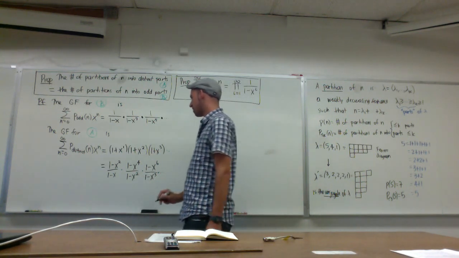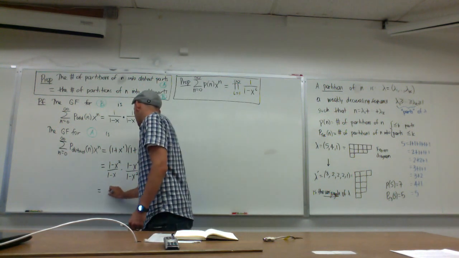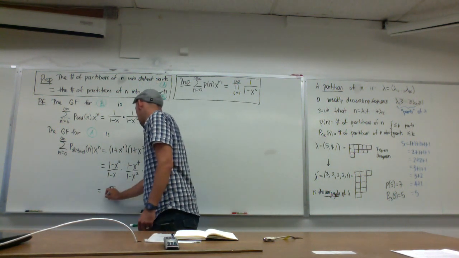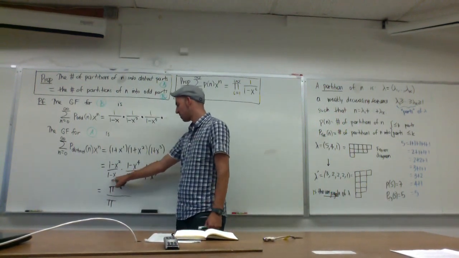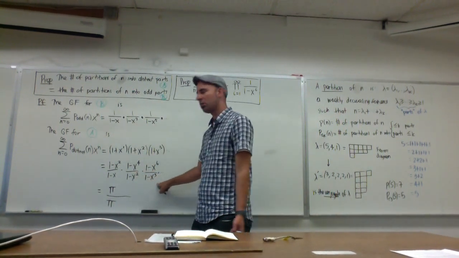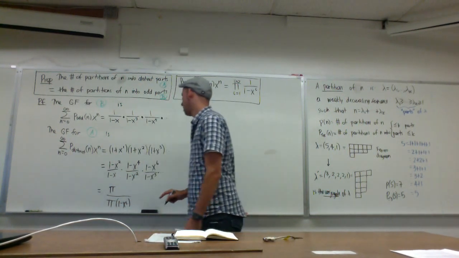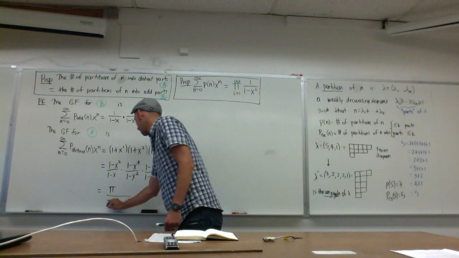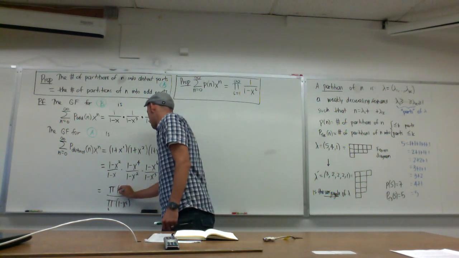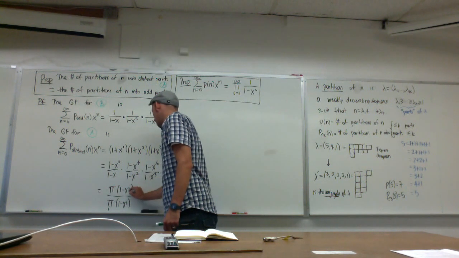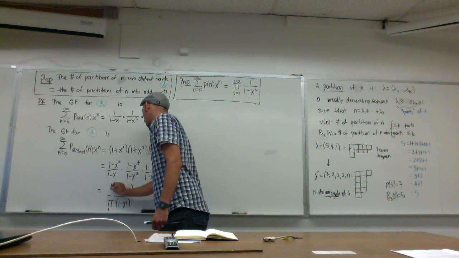Well, what do we get when we do all of this? We get the product. What do we get on top and what do we get on the bottom? On the bottom we get 1 minus x, 1 minus x squared, 1 minus x cubed. We get all the 1 minus x to the i's. This is the product over all i. And on top, what do we get? We get 1 minus x to the i only when i is even. Product over i even.